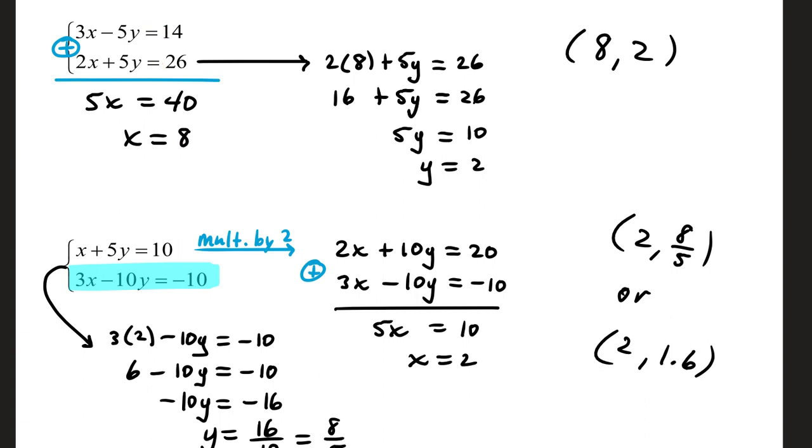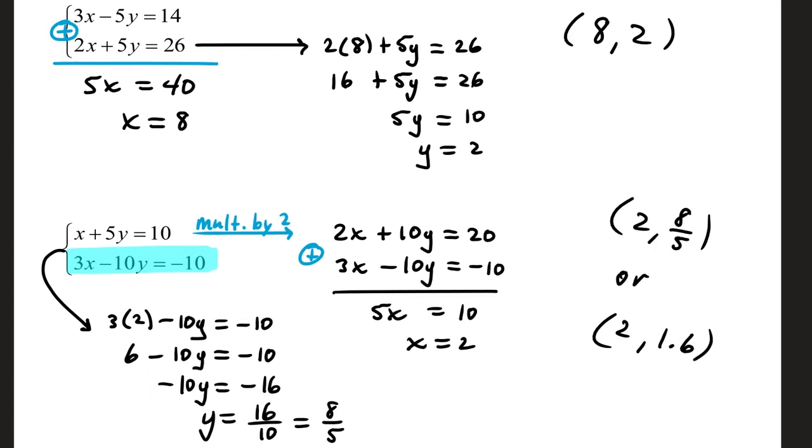Pick either equation and replace x with 8. In class, you guys told me to use the second equation, so I did. Replace the x with an 8. That gives us 16 plus 5y equals 26. Subtract 16 on both sides, 5y equals 10, and so y has to be 2. If x is 8 and y is 2, we have a common intersection point. If you were to graph these two lines, this is where they would intersect.